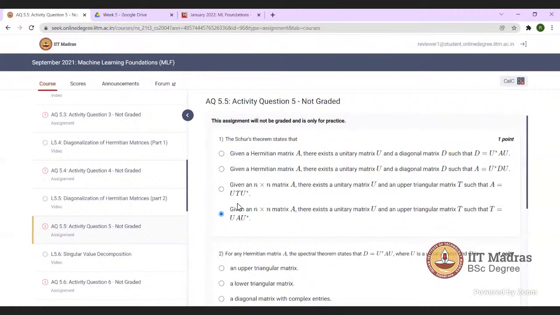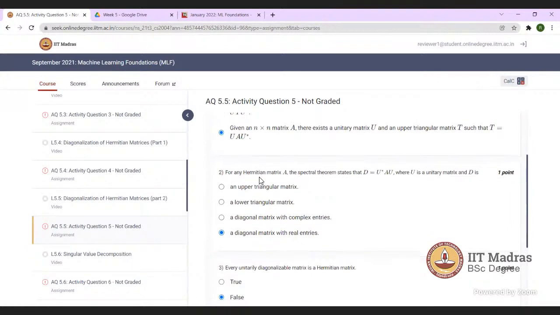The next part is Schur's theorem. For a given n by n matrix, it need not be Hermitian, there exists an upper triangular matrix T such that T equals U star A U. That is Schur's theorem. The opposite also holds, where we have A equals U star T U.